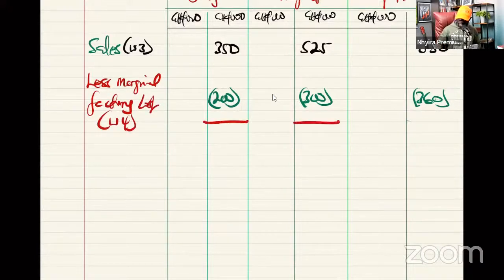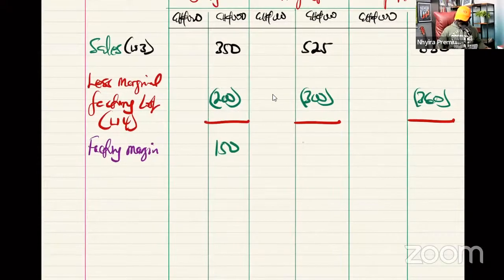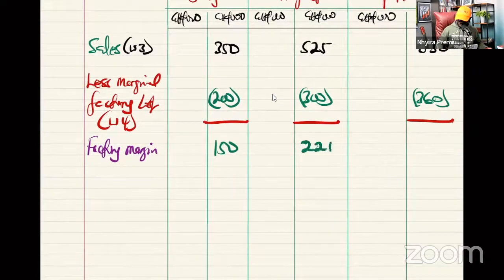So we less this. Now, when you less the marginal factory cost from the sales figure, you get what we call factory margin. So what do we have? This will be 150. This will be 225. And then this will be 630 less 360. That'll be 270.